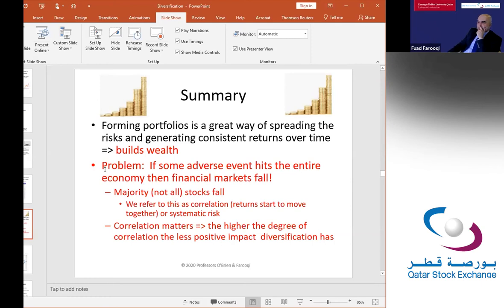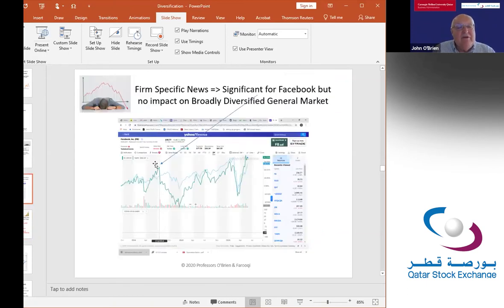But now consider a second type of risk. If some adverse event hits the entire economy, then the financial markets fall as a whole. So if we go back to that previous slide, you can see that the blue one can go up and down as well. And so it can fall. So the entire market's falling at times, but individual stocks, if they're hit by the unsystematic risk news event, then they can move in a different direction.